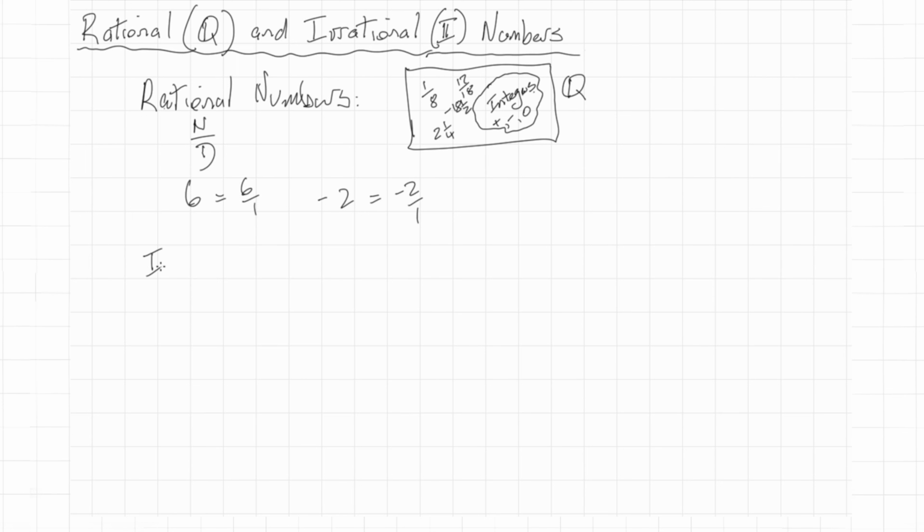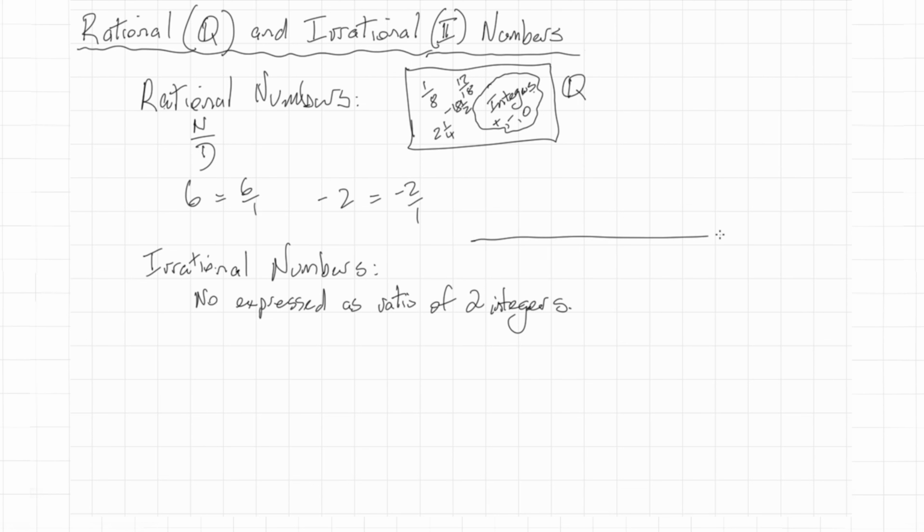The irrational numbers can't be expressed as the ratio of two integers. And there are lots of them. I'm going to just talk about a few of them here in detail, but there are a number of irrational numbers.